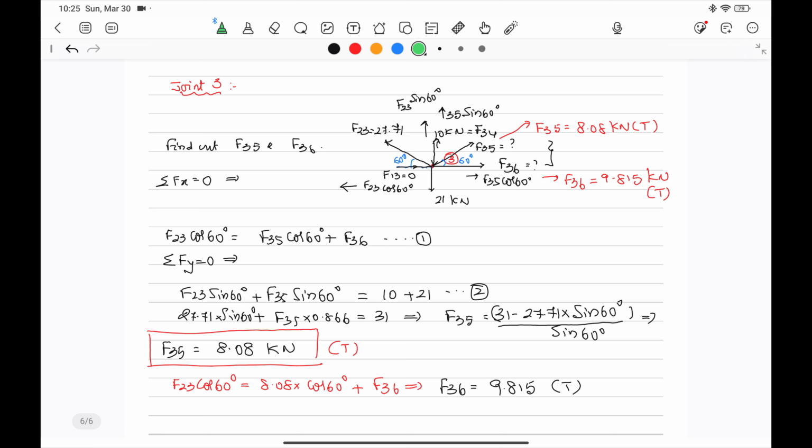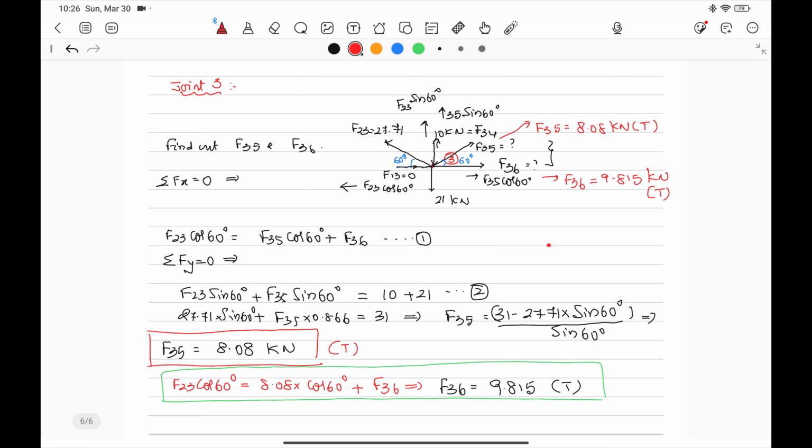This is the value for 2 unknown forces at the joint 3. Now, finally, we will draw the final free body diagram. This is joint 3.